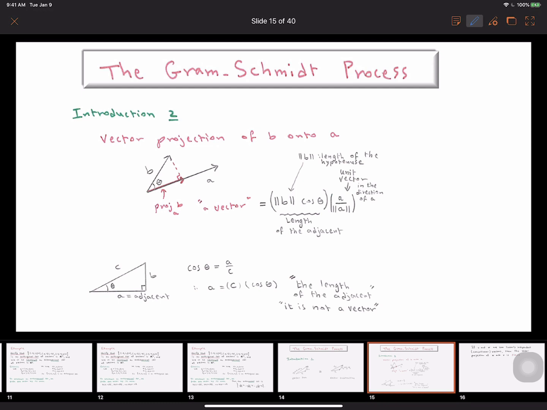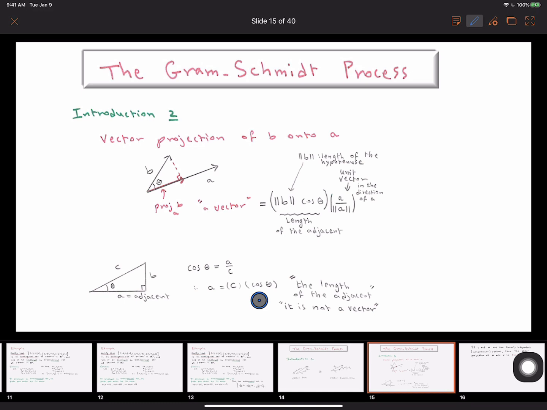If you look at the bottom of this page, we have the following. So we have A as being adjacent. Since this is Pythagoras theorem, I'm using ABC now. Cosine theta equals adjacent over hypotenuse, so it's A over C. Cross multiply, you get A equals the hypotenuse C multiplied by cosine theta. So the length of the adjacent as a length, in our case, is going to be a magnitude. It is not a vector for now, it is just C cosine theta.